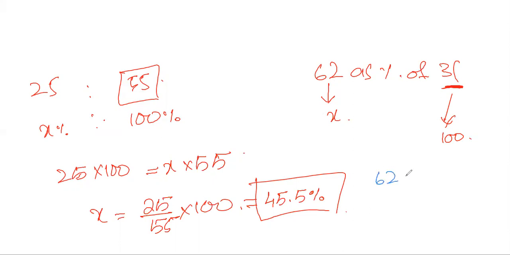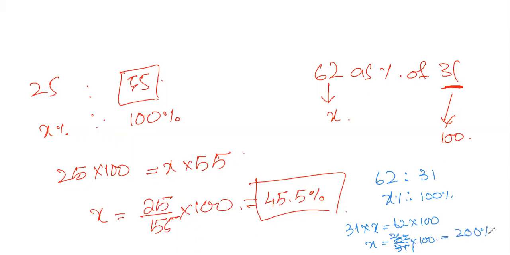So 62 ratio 31. I know 31 is 100%, so the percentage will also have the same ratio. Here x percentage is what I don't know. I can cross multiply: 31 times x equals 62 times 100, which gives me x equals 62 over 31 times 100. Now 31 twos are 62, and 2 times 100 is 200. So 62 is 200% of 31.